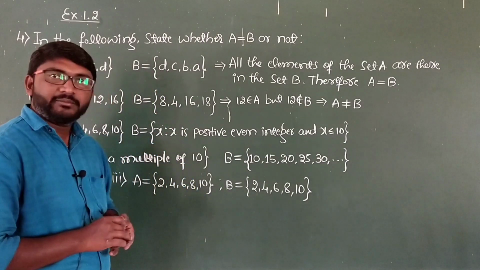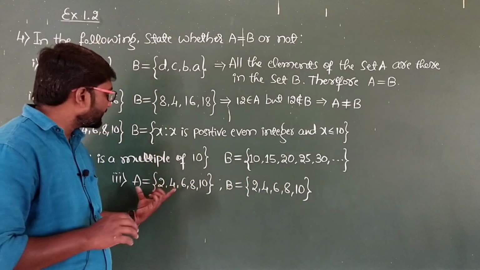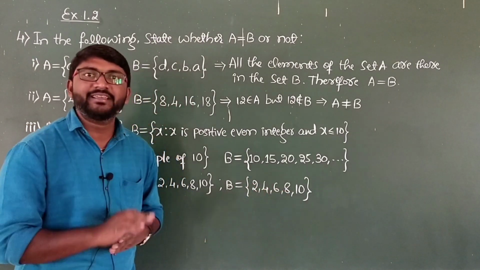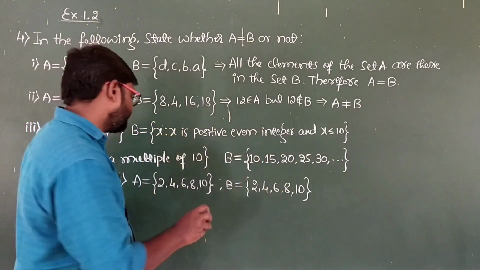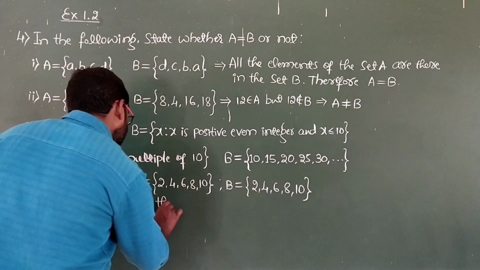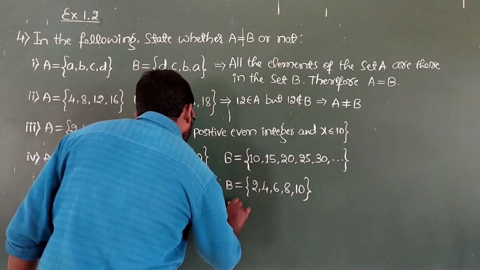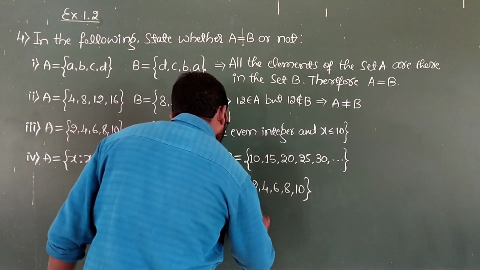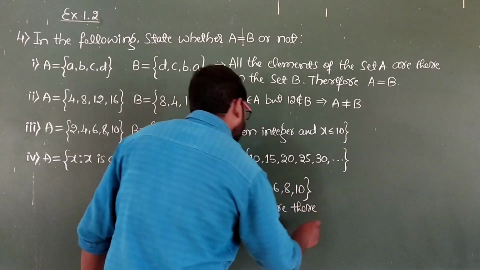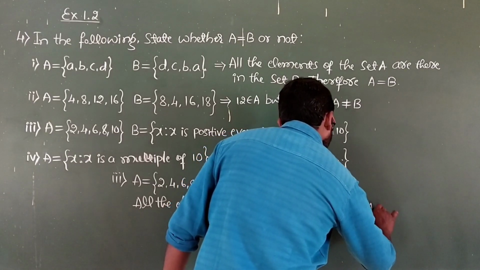So we compare the elements 2, 4, 6, 8, 10 and 2, 4, 6, 8, 10. So whatever the elements are there in the set A, all those elements are there in the set B. Therefore in this case A which is equal to B. So here all the elements of set A are there in the set B.